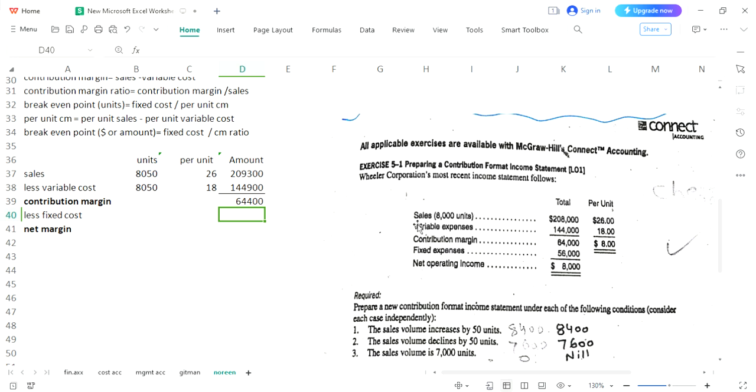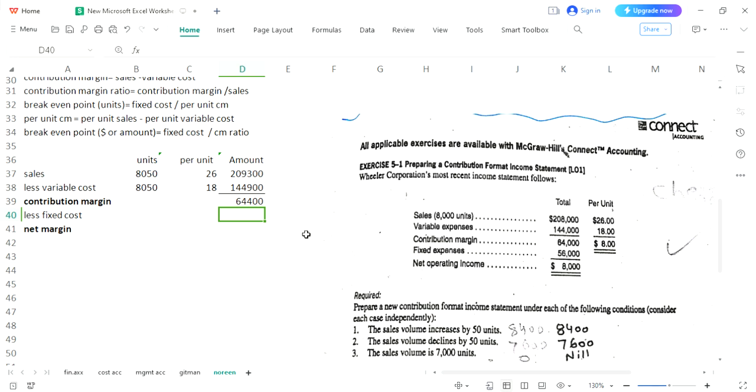If you are manufacturing 8,050 units, or selling 8,050 units, that means your production has increased. How much would the fixed cost increase? This is a simple question. Please repeat this question in your mind. What I was saying, if you were manufacturing and selling 8,000 units, your fixed cost was 56,000. If you increase your level of production, will this fixed cost increase or decrease?